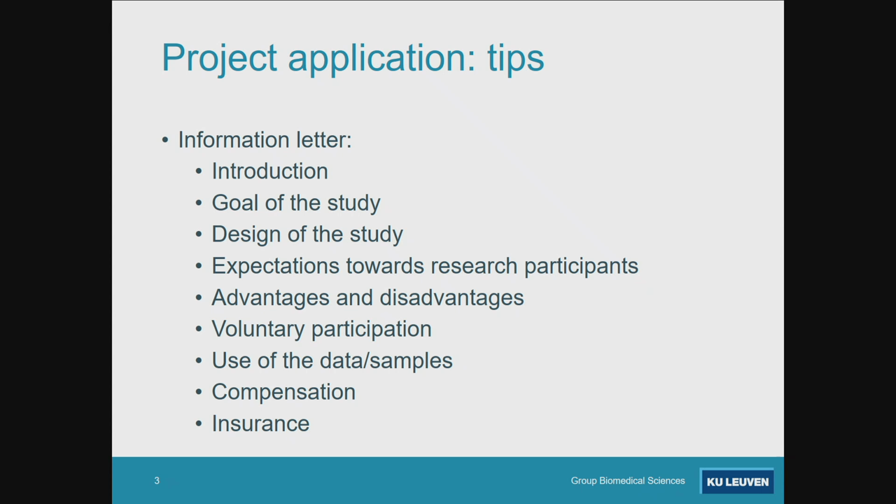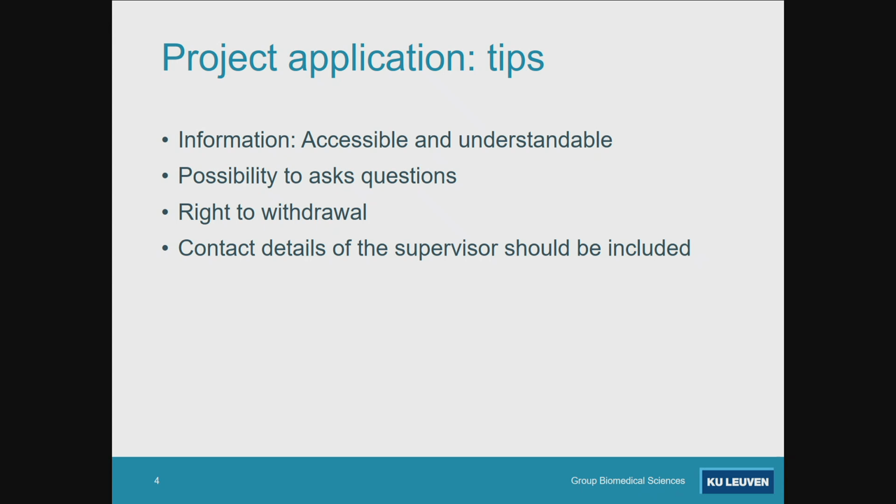It should be clear what will be done with the data that you collect, with the samples that you might collect. And it should be clear if there is any compensation for participation in the study. It should as well be clear if insurance has been taken for that study. Information letters should be written in a very accessible way and should be understandable to research participants. Research participants are not experts, and therefore information should be very clear to them. Participants should always have the possibility to ask questions and should have as well the option to withdraw at any moment when participating in the study.